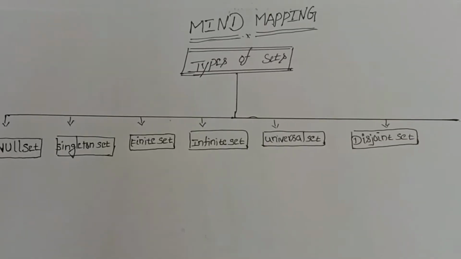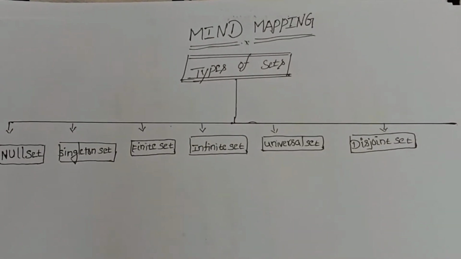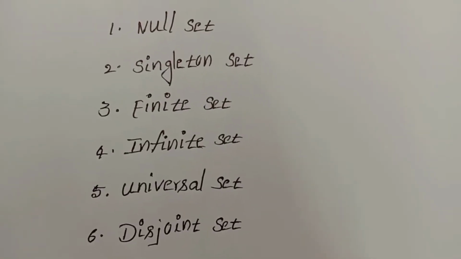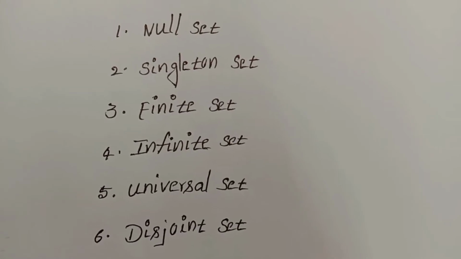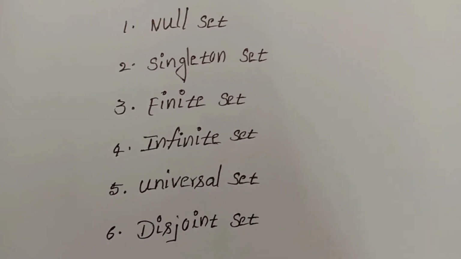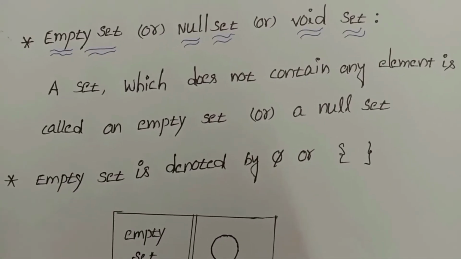I will explain about types of sets. Let's start the class. There are 6 types of sets: null set, singleton set, finite set, infinite set, universal set, disjoint set. I will explain about null set.